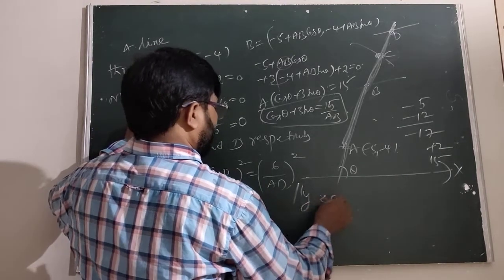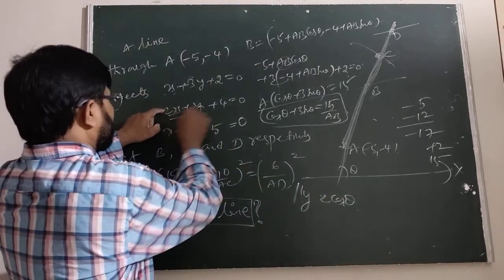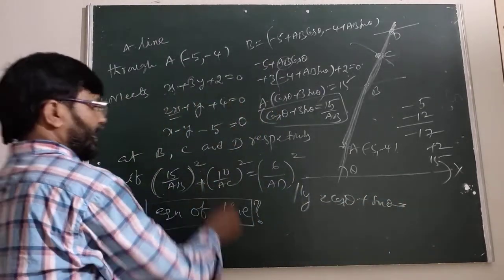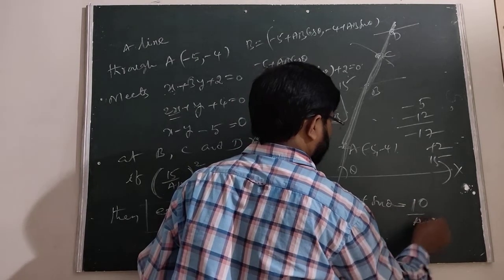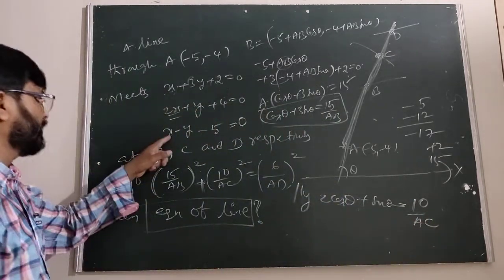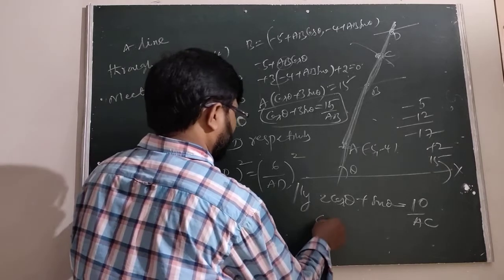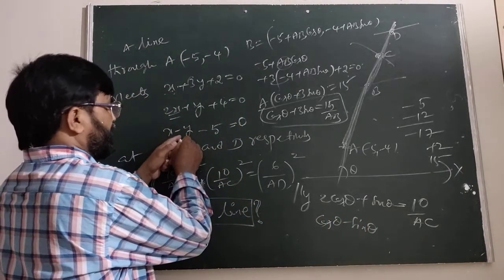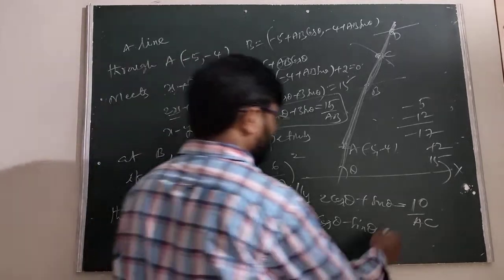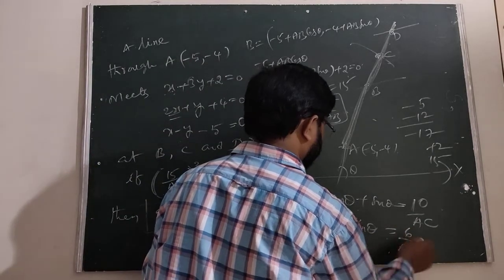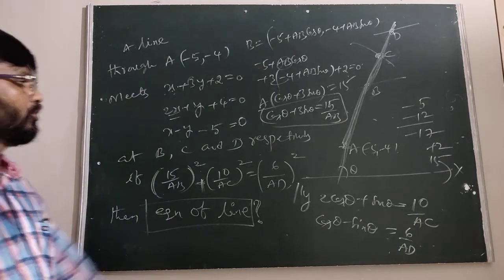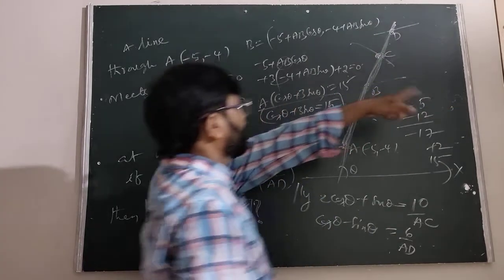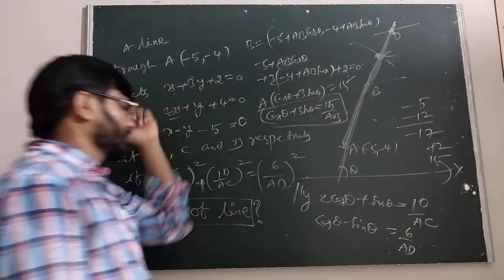Therefore, now we can write 2 cos theta plus sin theta equal to 10 by AC. That is the 10 by AC. Now here this is cos theta minus sin theta. We got cos theta minus sin theta is 6 by AD. We have to substitute when the distance: first we take AB, then AC, then AD. The C and D points are substituted in this.